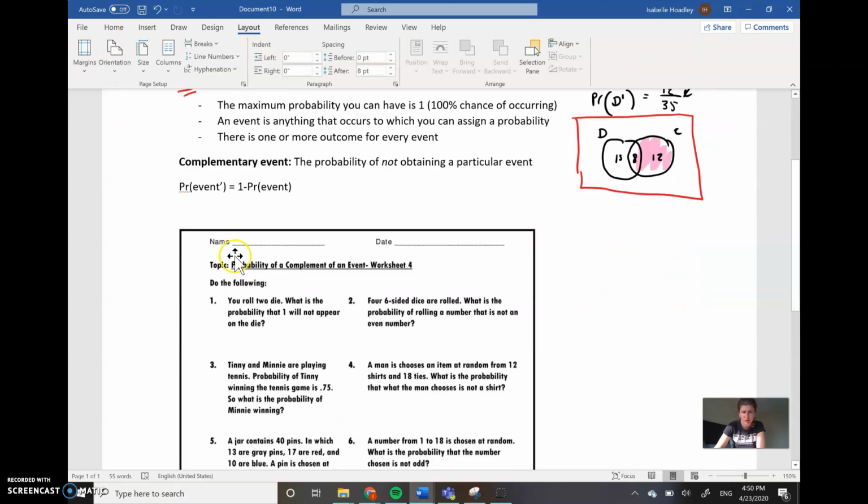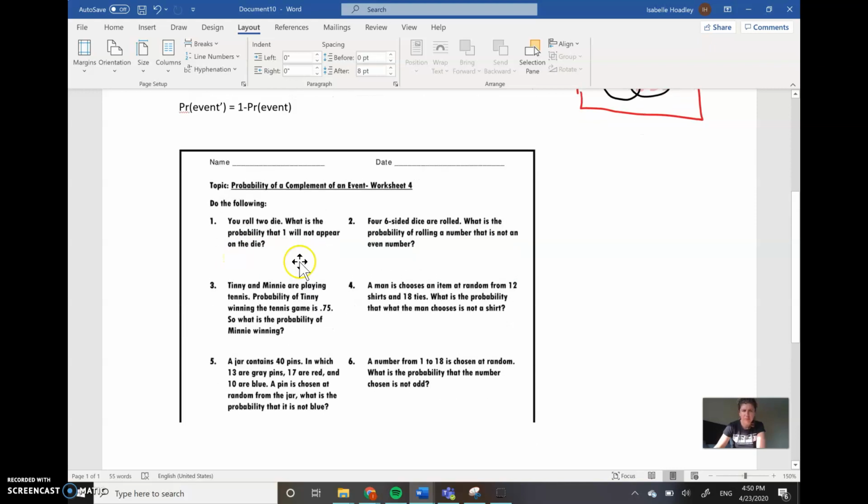Alright, so we're going to go through and do these couple of questions here. Question 1. You roll 2 dice. What is the probability that 1 will not appear on the dice? This is actually quite a tricky question because this involves rolling 2 dice as opposed to rolling just 1. So there's lots of different things that can happen, and the easiest thing that you can do to show this is to draw what we call a sample space diagram, and this is actually what our next lesson is going to be. So we're getting a bit of a head start here.